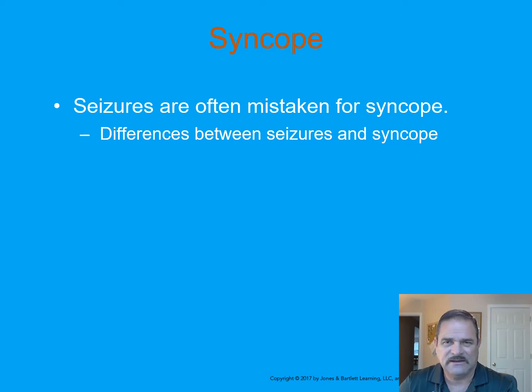Syncope, that's fainting. These are often mistaken for syncope. The differences between a seizure and syncope are totally different. Seizure usually involves a longer term, when syncope is just passing out and you don't lose consciousness usually. It's a very, very brief moment. And usually it's related to some kind of cardiogenic type of problem or some kind of orthostatic type of problem.